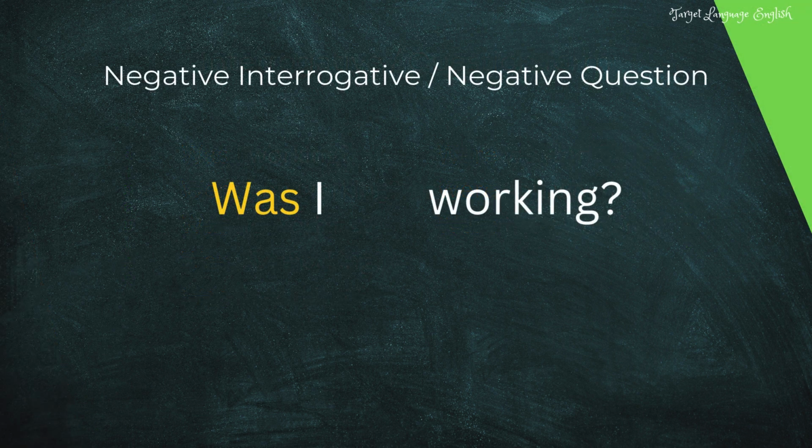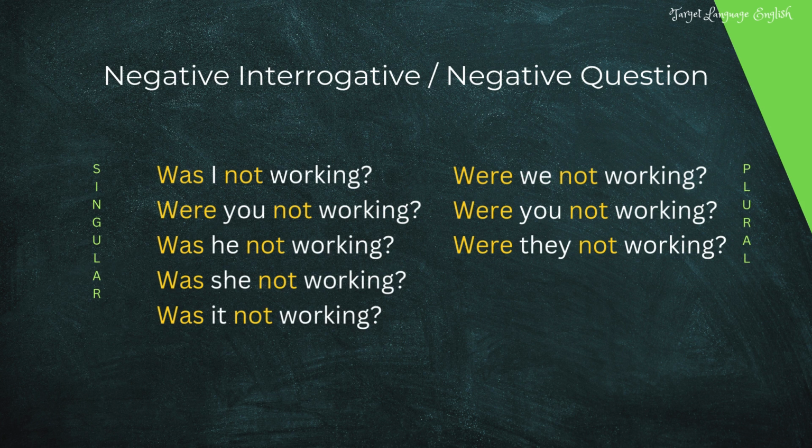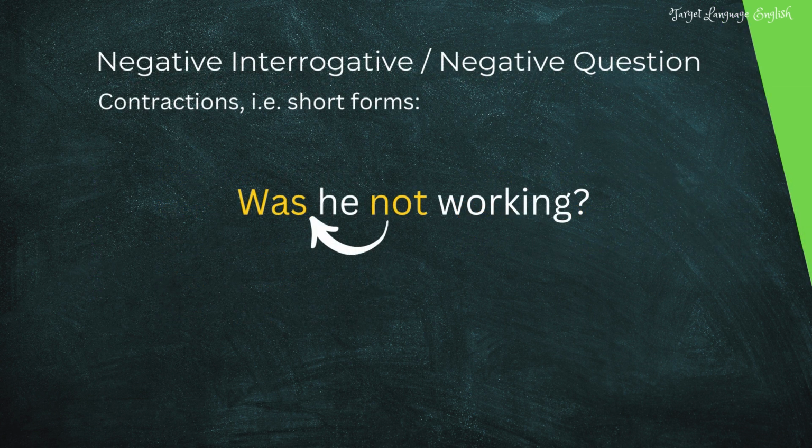To form the negative interrogative or the negative question, we start with the verb and add not between the subject and the main verb. Singular, was I not working? Were you not working? Was he not working? Was she not working? Was it not working? Plural, were we not working? Were you not working? Were they not working?